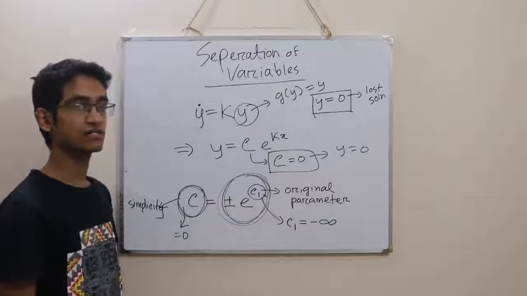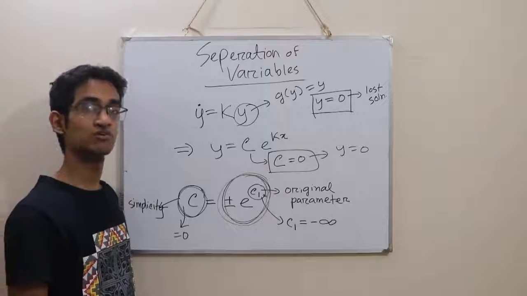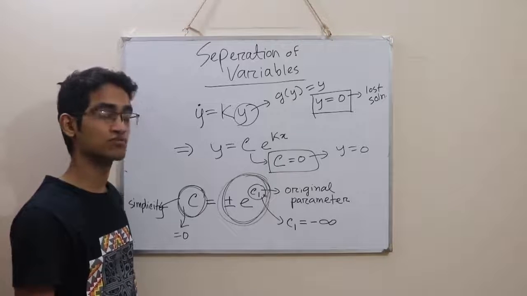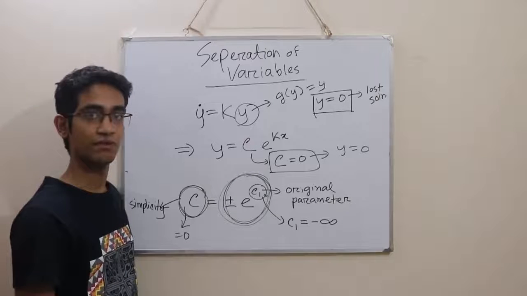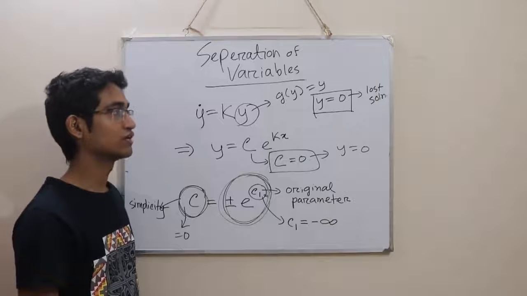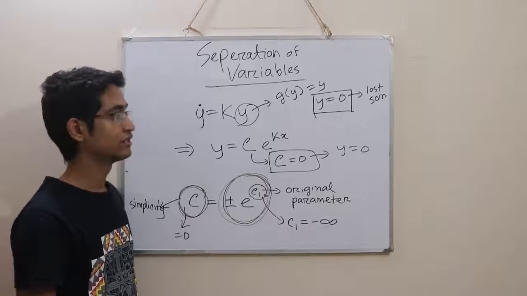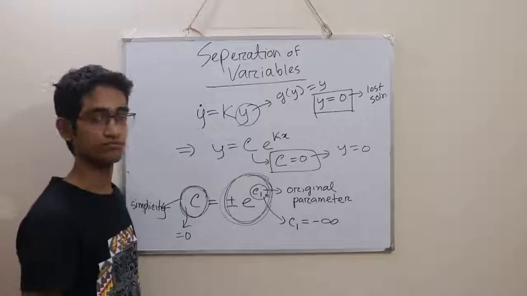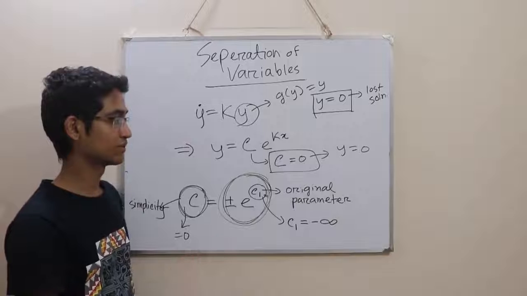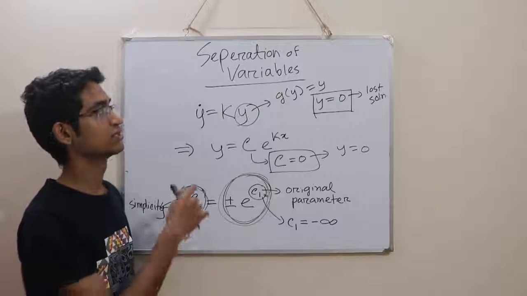So it turns out that when we thought that we were not losing any solution, it was a conceptual mistake. It is not any exception. This is not a special case. We do end up losing the solution y equal to 0 in the regular way, and we have to find it in a manual way.